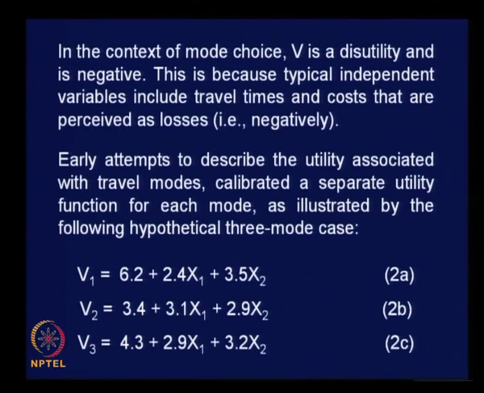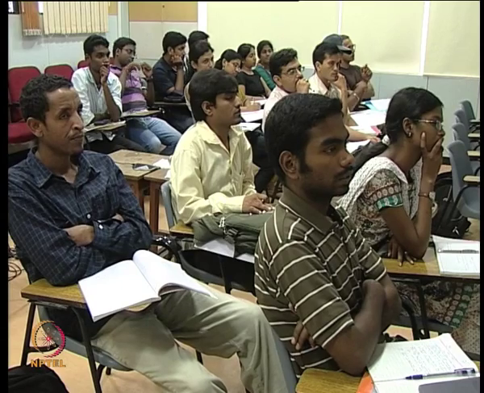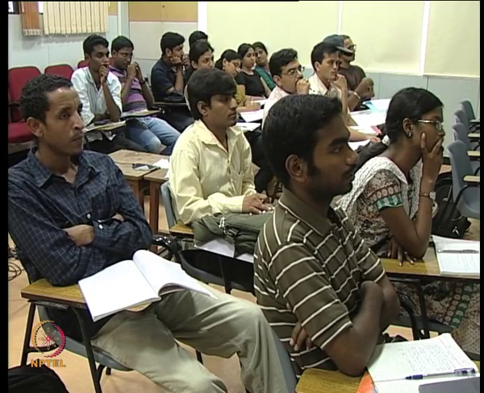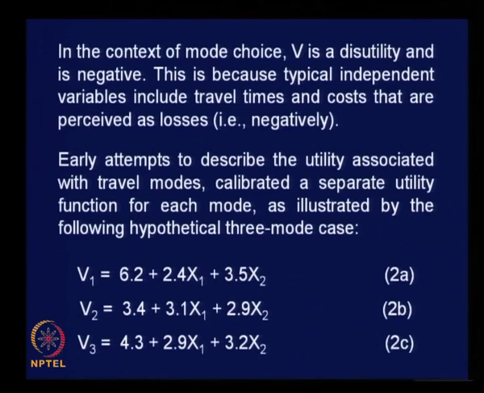Why do you say that it is a calibrated utility function? Because the values of the parameters are given here. The values of A0, A1, A2 etc. are known, so that we get only through calibration. That is how we can understand these equations as calibrated utility functions, right?